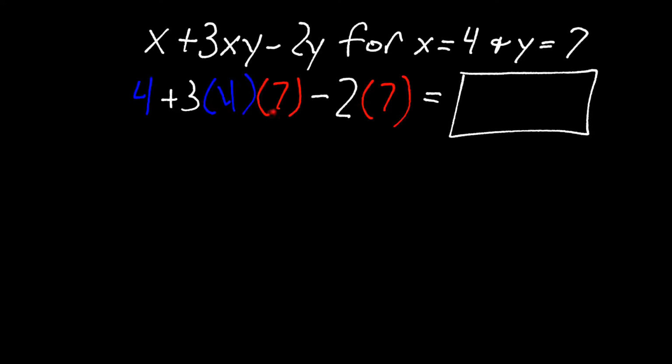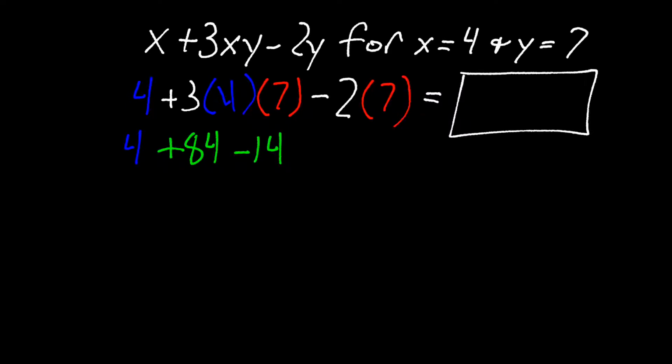So, following the order of operations, we want to multiply first from left to right. So, can't do anything with the 4. The 3 times 4 times 7. Well, I'm going to multiply the 3 times the 7 and get 21. 21 times 4 is 84. So this is going to be plus 84. Then, over here, I've got minus 2 times 7. So that's going to be a minus 14.